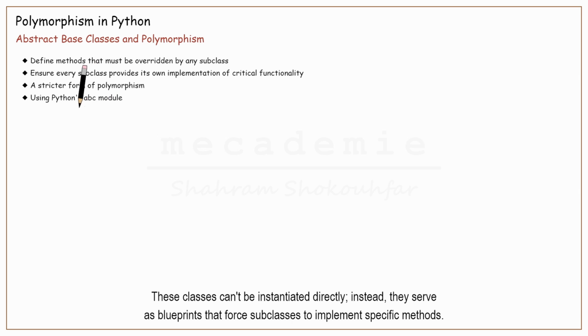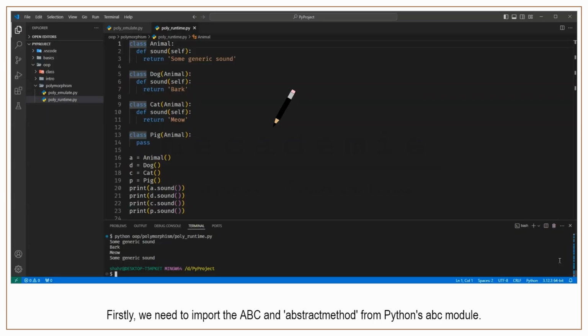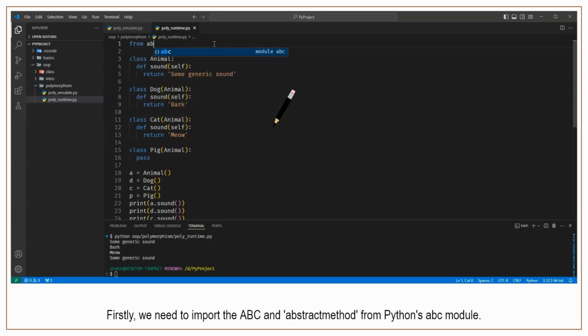These classes can't be instantiated directly. Instead, they serve as blueprints that force subclasses to implement specific methods. Let's convert our animal class to an abstract class. Firstly, we need to import the ABC and abstract method from Python's ABC module.